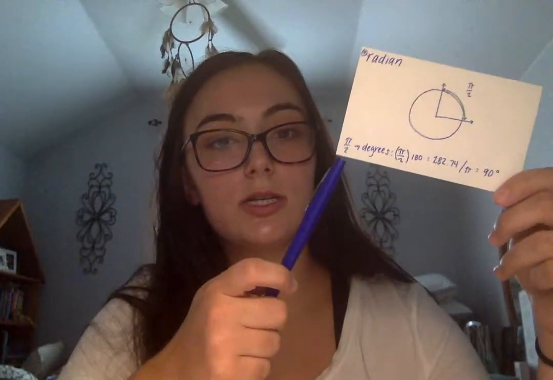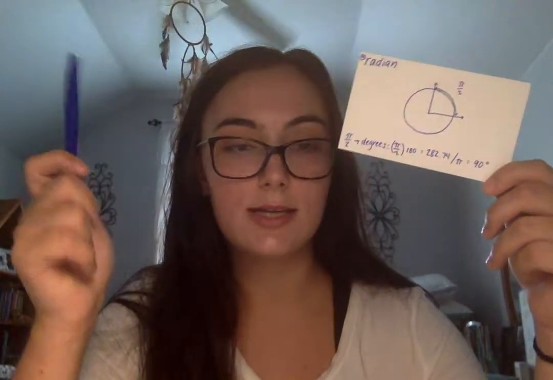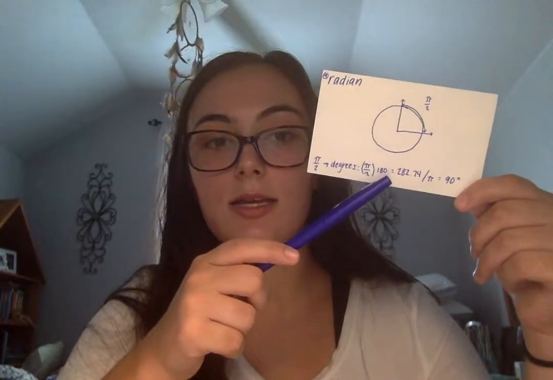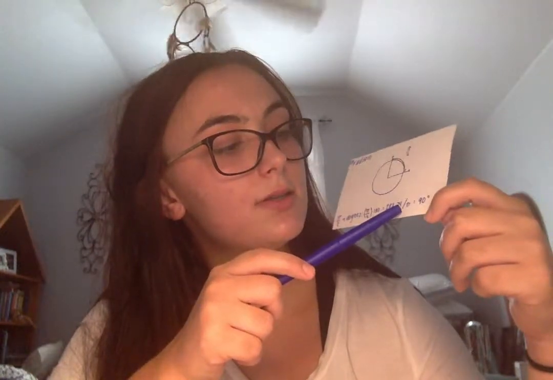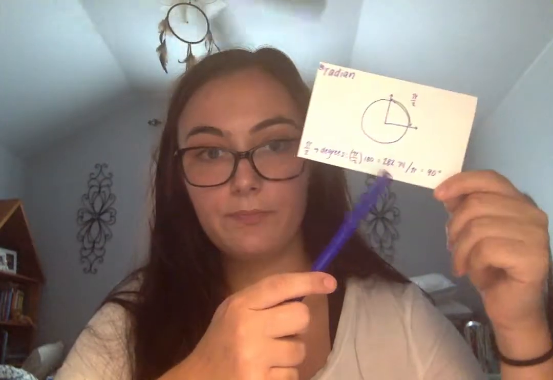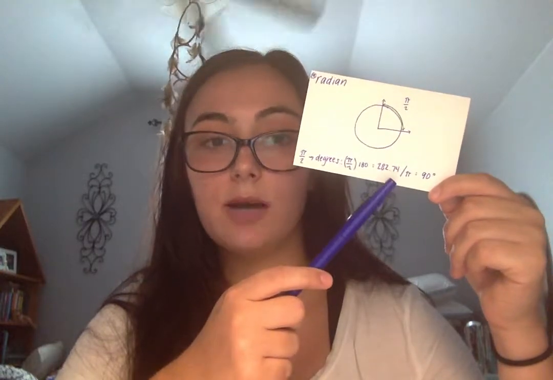So what we're going to do is take this 2 pi and do the exact opposite of what we did the last time. So we're going to take 2 pi times 180, and then you get that 282.74, and then you divide by pi, and that will give you 90. So just remember, multiply by 180, then divide by pi.